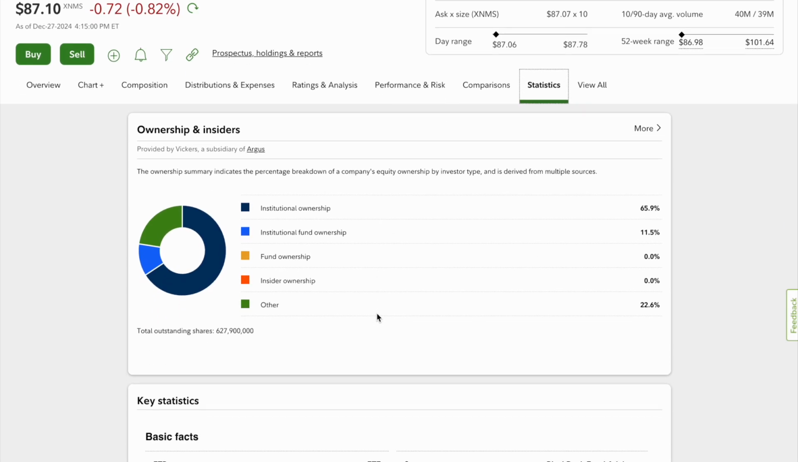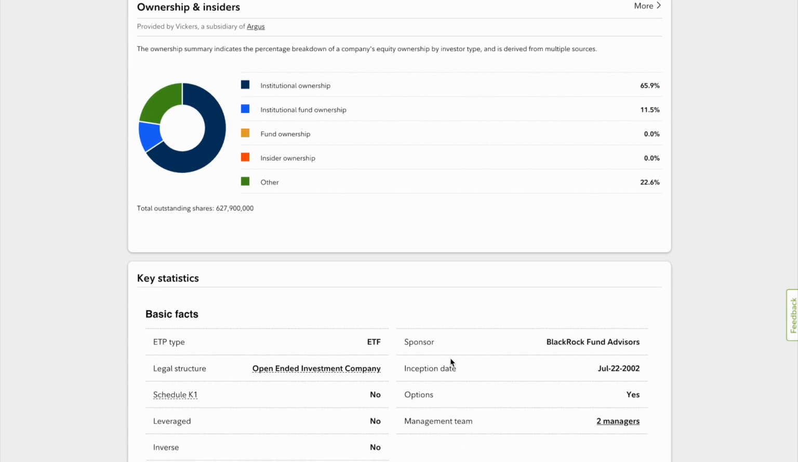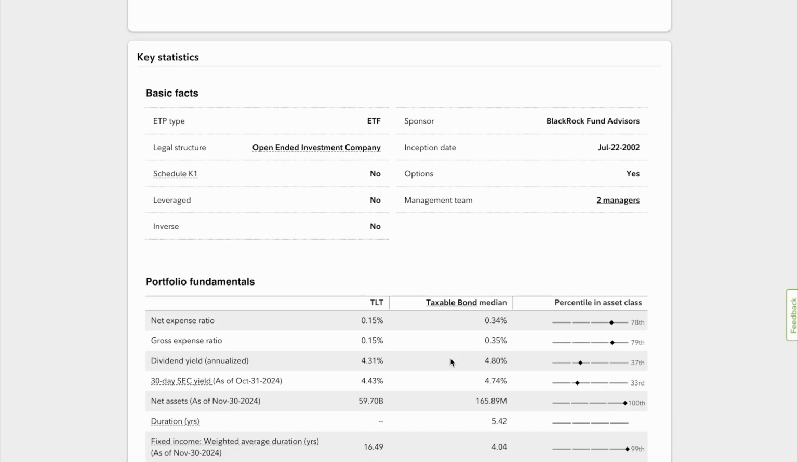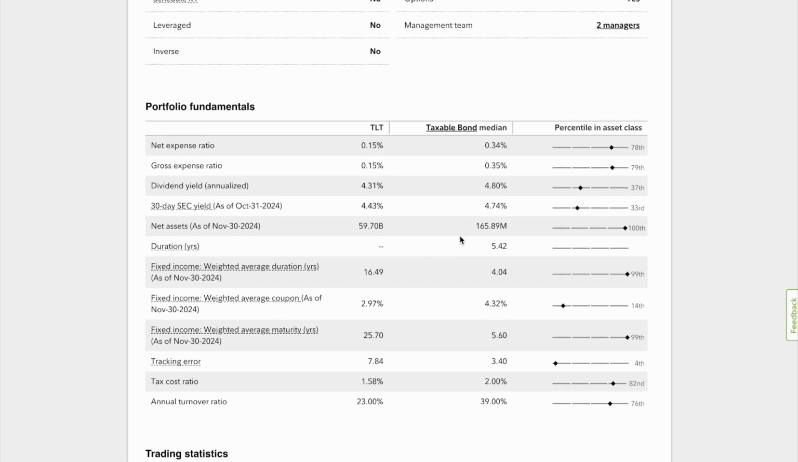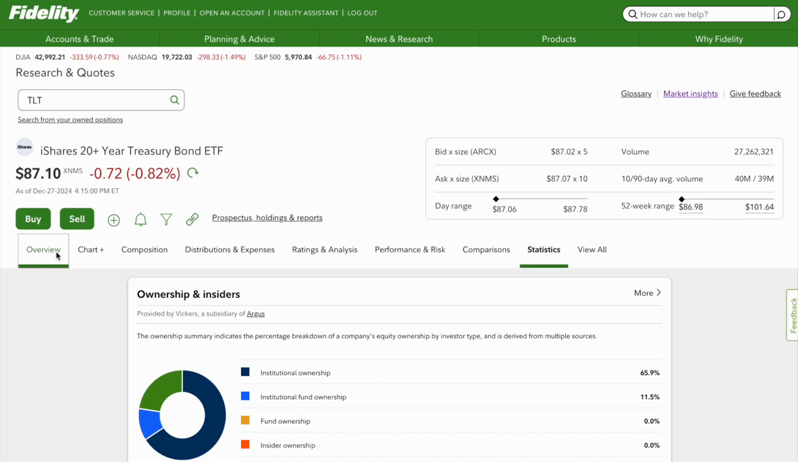Looking at the statistics, it's very institutional ownership. I mean, look at this, 65%. It's about 77% just institutionally owned right there. It's an ETF, an open-end investment company. And just to give you the fundamentals here, so you have all the information to make a decision for yourself: you have the net expense ratio at 0.15%, the dividend yield at 4.3%, and the net assets around $59 billion. Now, this is really up to you guys if this is something that you're interested in.